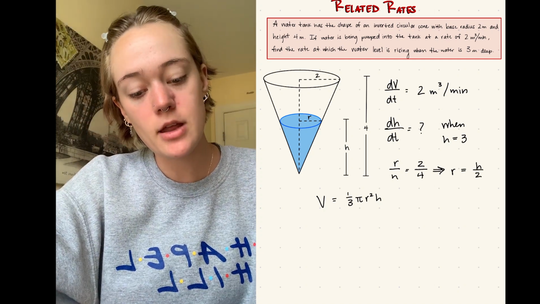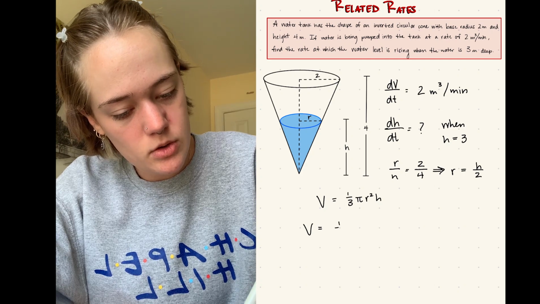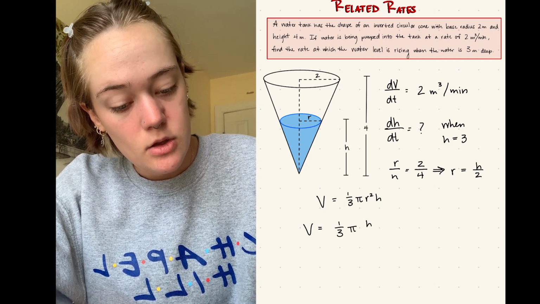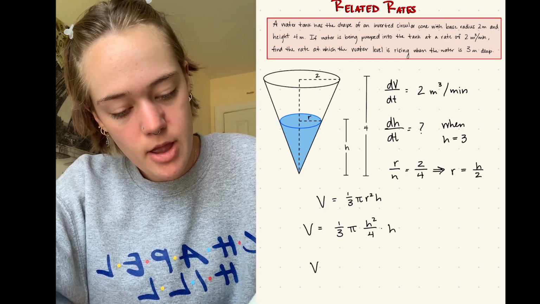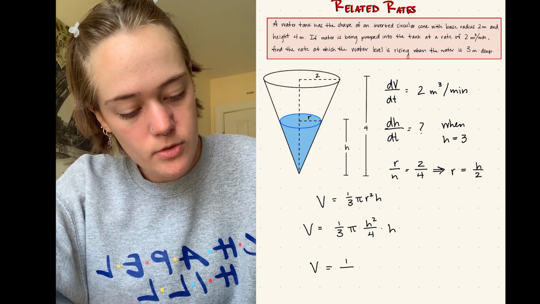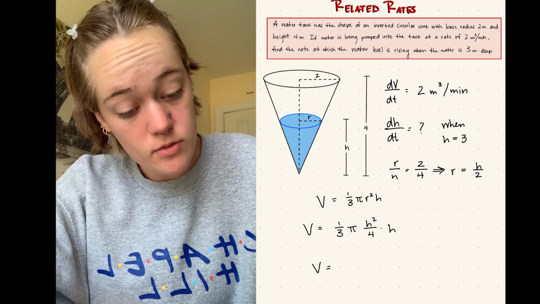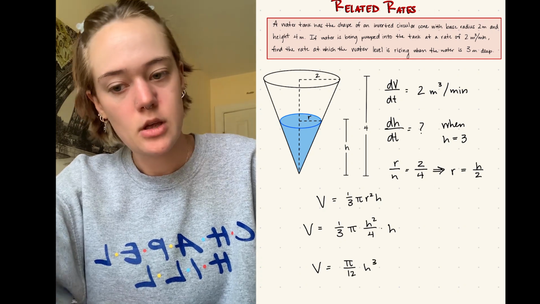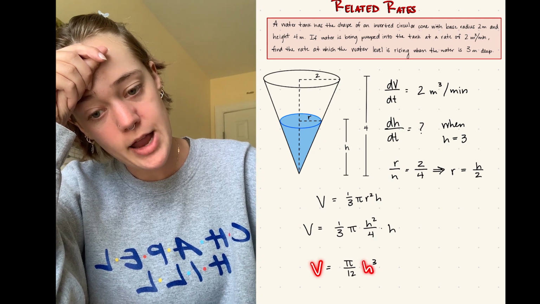Okay, let's plug that back into our volume equation. So we've got that our volume is equal to 1/3 times pi times r squared, which we're subbing back in. So we've got h squared over 4 times h. Let's clean that up a little bit more. So we've got 1 over 12, or we could even say pi over 12 times h cubed.